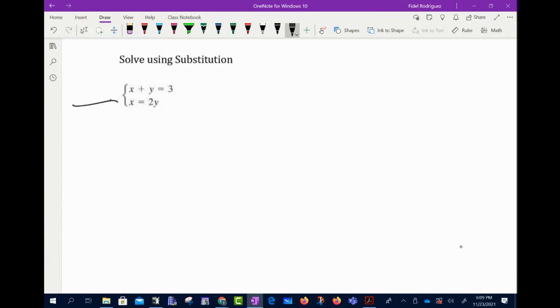So when I look at this, I know that the second equation already has the letter x all by itself. So what we're going to do is take this and substitute it into the other equation. So the top equation says x plus y equals 3. But instead of me writing an x, x is the same thing as 2y, so 2y plus y equals 3. So all I did is I took this part here and I plugged it in right there. Instead of me writing an x, I know that x was equal to 2y, so I plugged that part in.